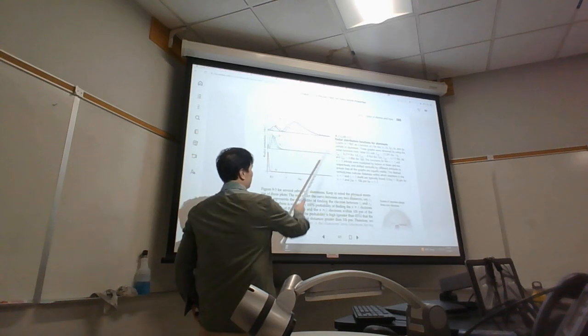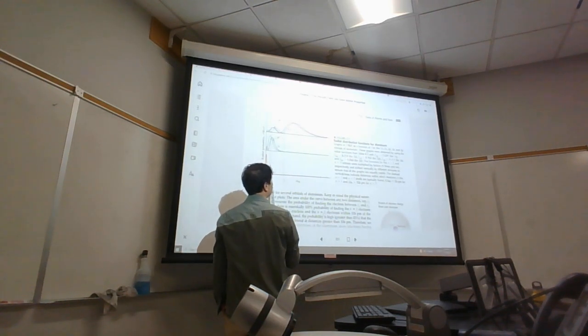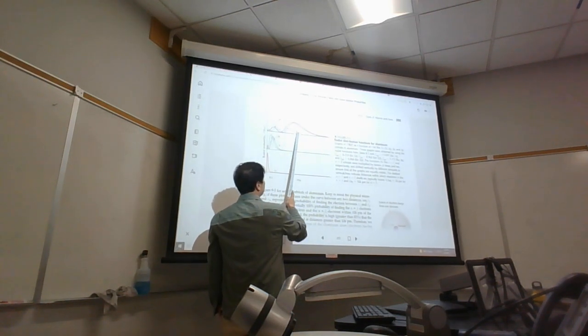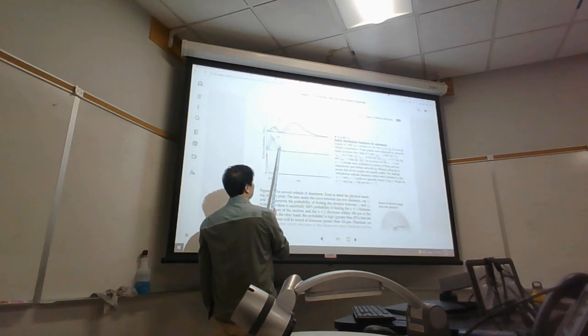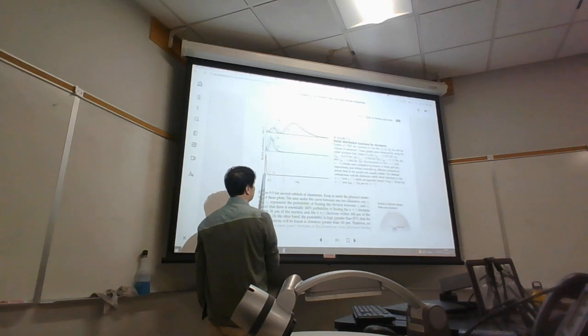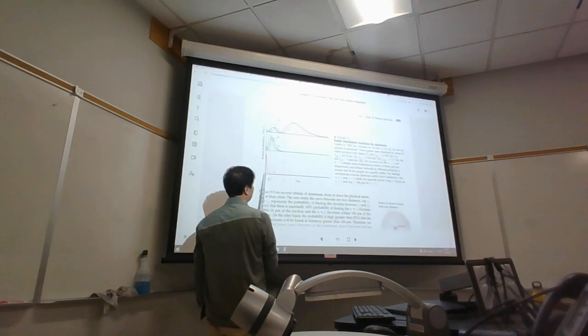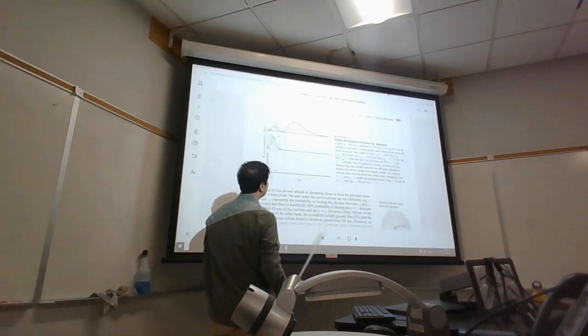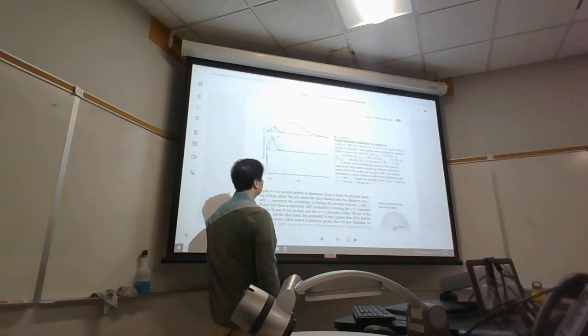N equals 4 is 16 times the distance. N equals 3 is 9 times the distance. N equals 2 is 4 times the distance. N equals 1 is the distance, let's say, the reference distance. So this is what we say.